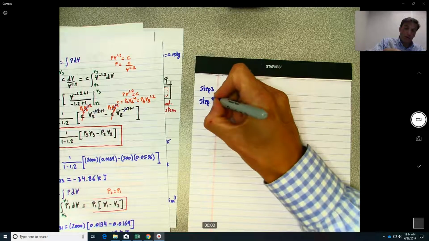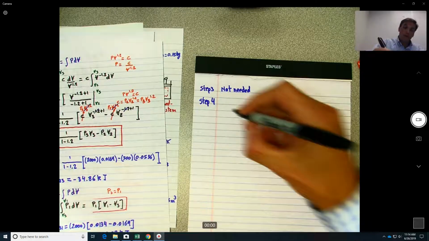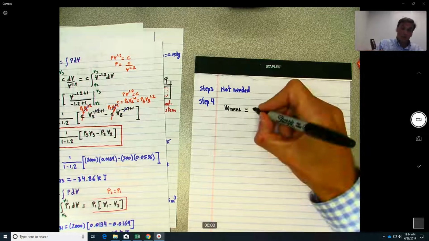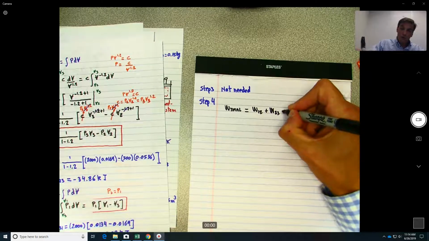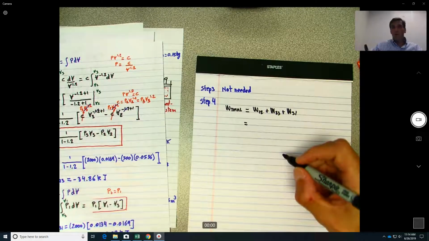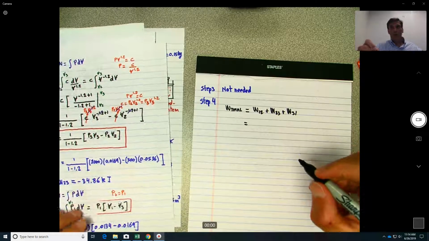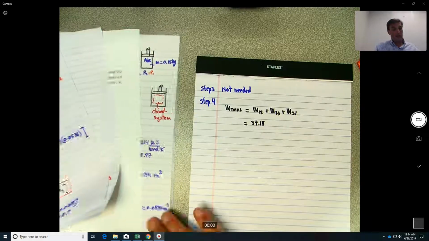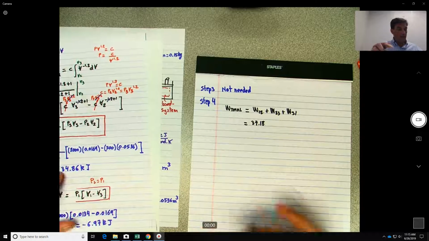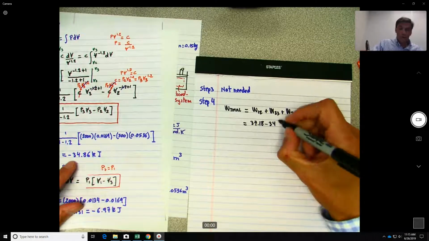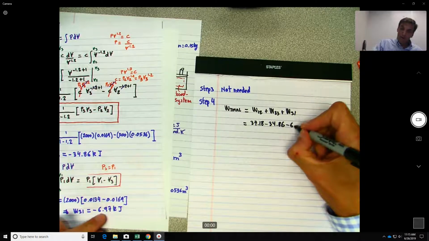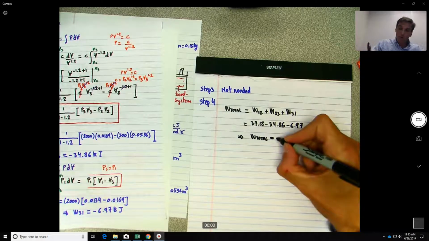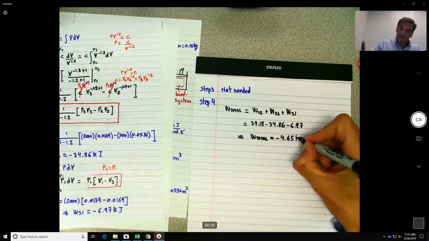And we can go to step 4. That is what? The total work during the 3 processes will be equal to work 1,2 plus work 2,3 plus work 3,1, which we had what? 37.18 on the first one, then minus 34.86, minus 6.97, which gives a total work of minus 4.65 kilojoules.